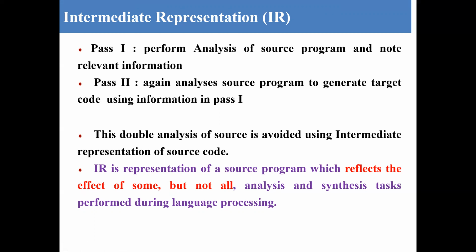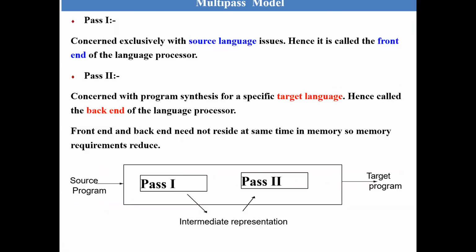Okay, so intermediate representation of source code. So IR means what? Intermediate representation is a representation of a source program which reflects the effect of some but not all of the analysis and synthesis tasks performed during language processing. Right, just remember. Okay. So now next we will see the multipass model.